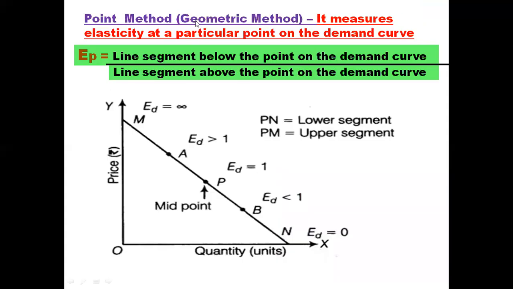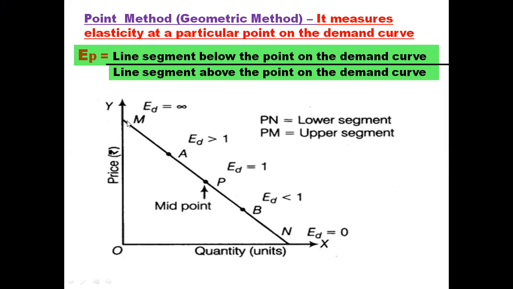Now we come to the point method, which is also known as the geometric method. The point method itself says that elasticity will be measured at a particular point on the demand curve, right? So elasticity is given by the line segment below the point on the demand curve, divided by the line segment above the point on the demand curve. We take a point on the demand curve.